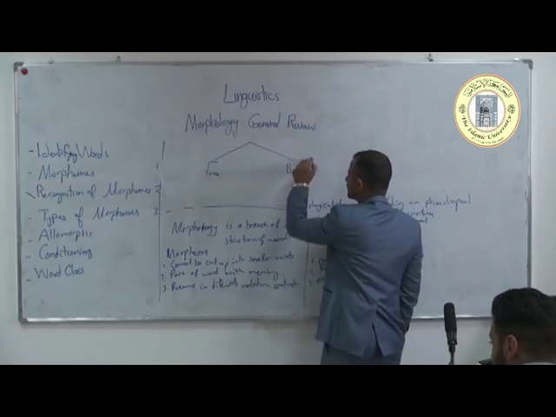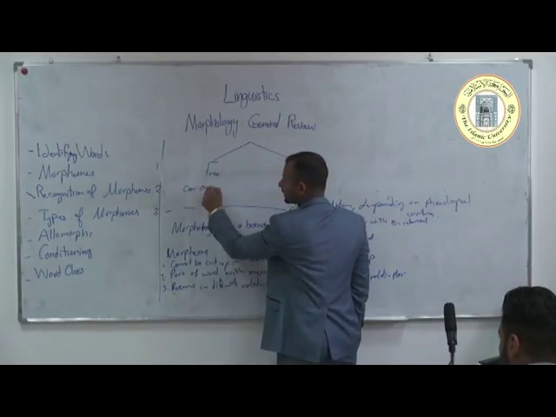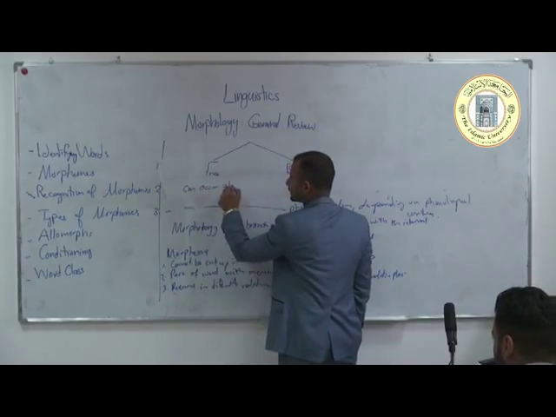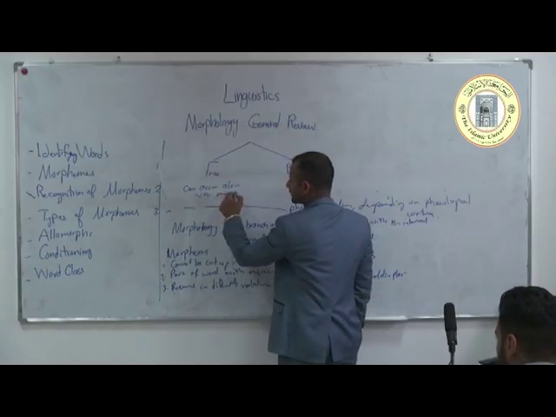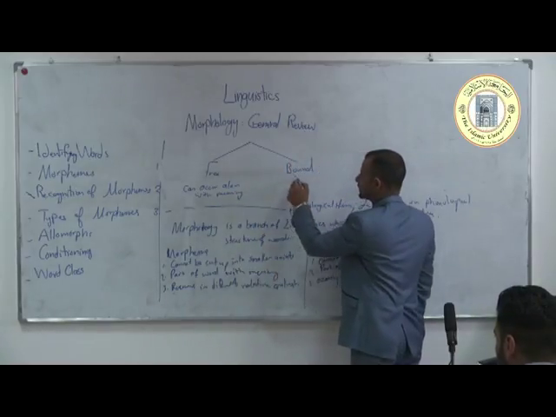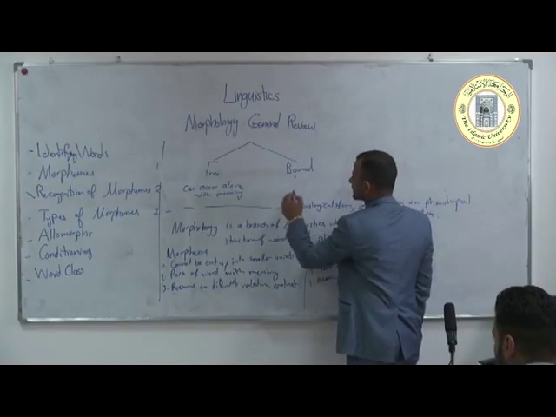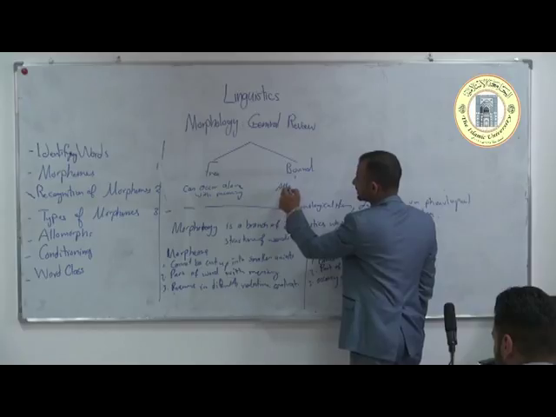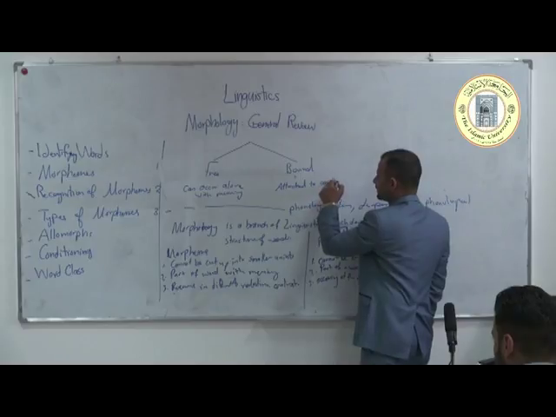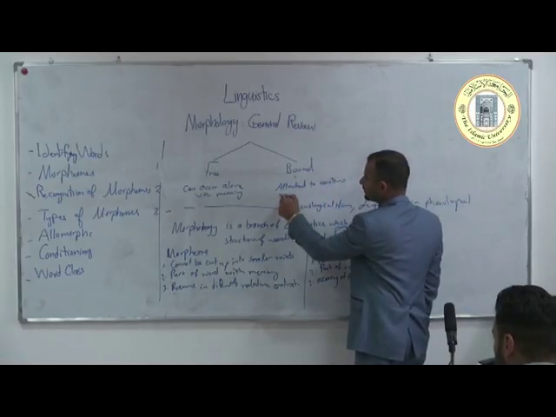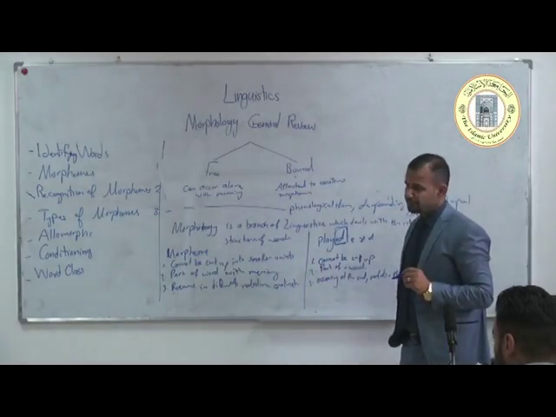So free and bound. A free morpheme can occur along with meaning, while bound, unlike free, cannot occur along with meaning unless it is attached to another morpheme to give its full meaning.